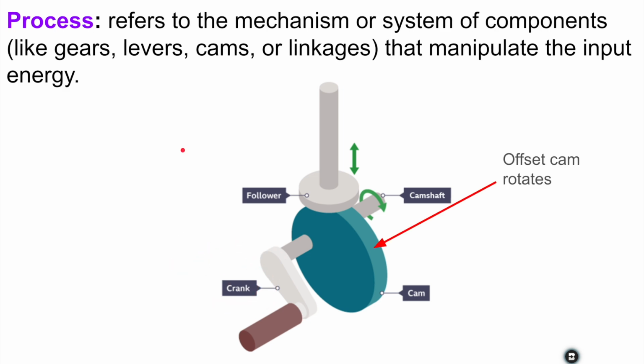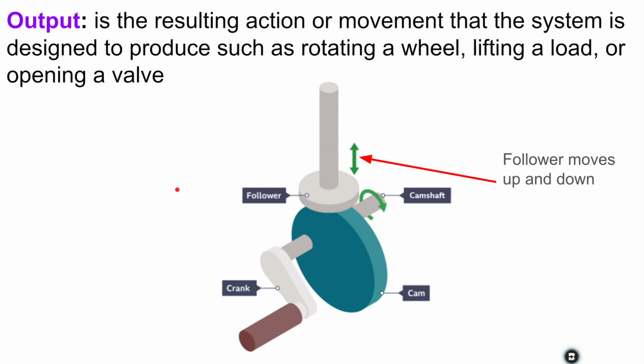The process refers to the mechanism or systems of components like gears, levers, cams, or linkages that manipulates the input energy. So for instance, with this offset cam, as it rotates, it's going to cause this follower to go up and down. And that's, of course, the output. So the output is the resulting action or movement that the system is designed to produce, such as rotating a wheel, lifting a load, or opening a valve. And in this case, again, the follower is going to go up and down.